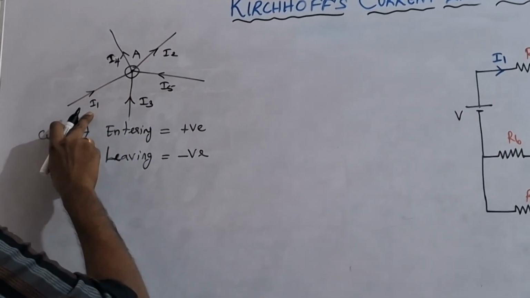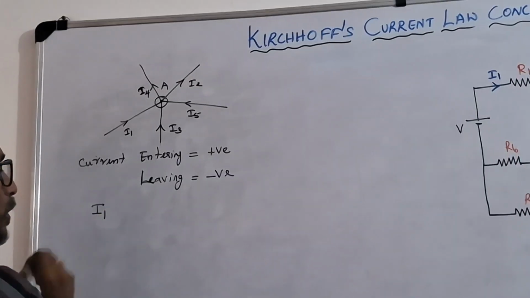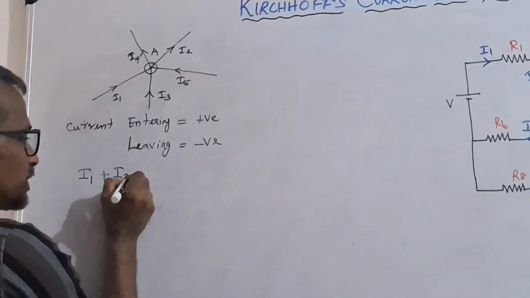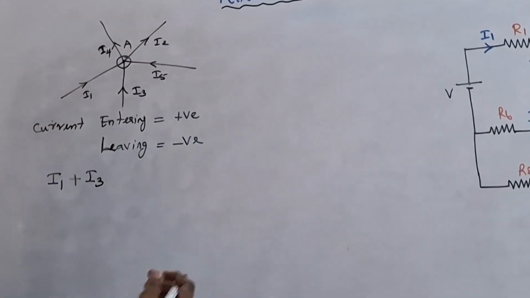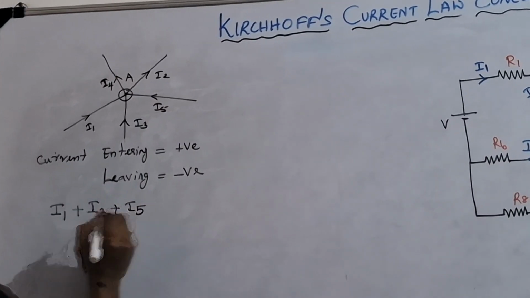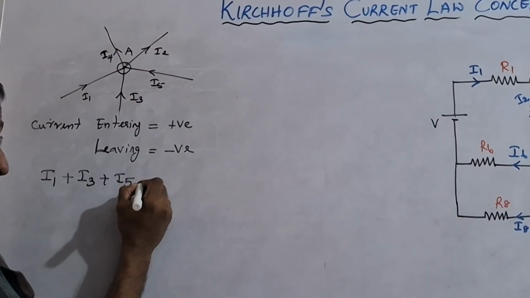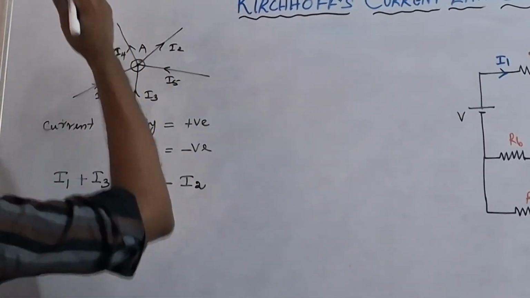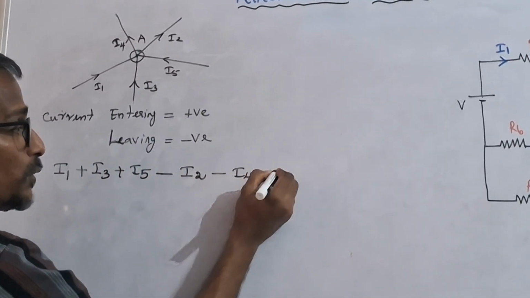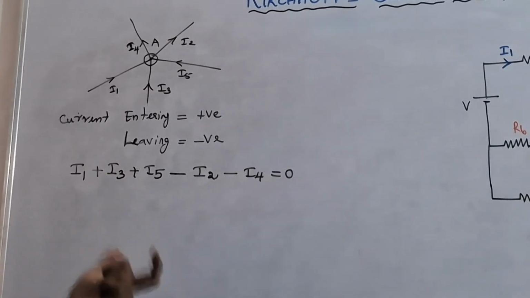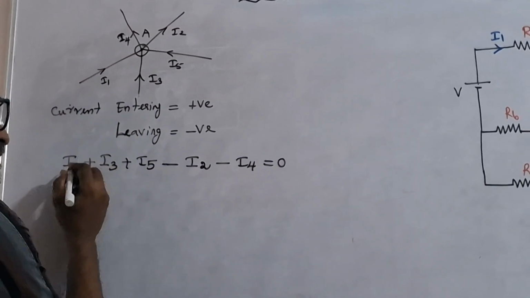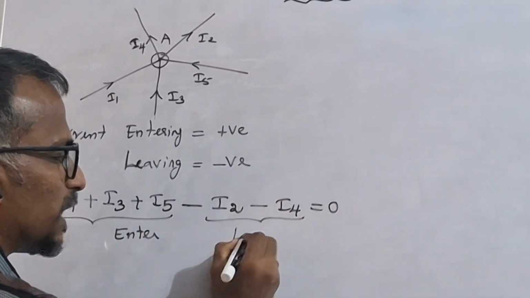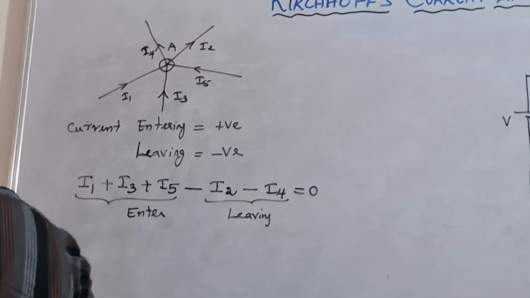Now if you see this, current I1 is entering, therefore I1 is a positive value, then current I3 is also entering, so plus I3, then current I5 is also entering, therefore plus I5. But I2 is leaving the node, so I am writing minus I2, then current I4 is also leaving, therefore minus I4 is equal to 0. So this is the main concept behind Kirchhoff current law. These three currents are entering, and these two currents are leaving the node.